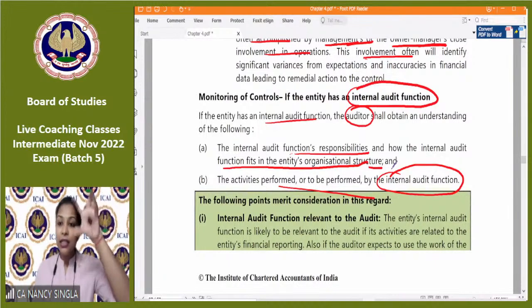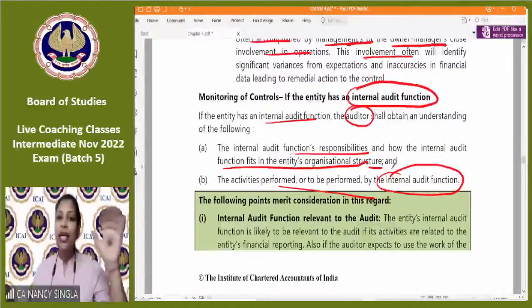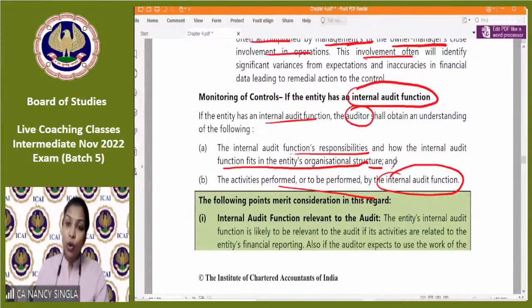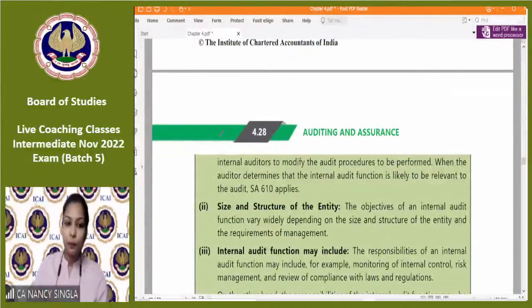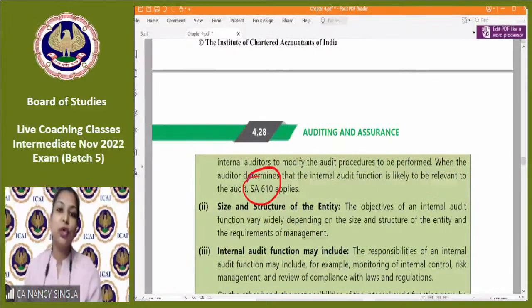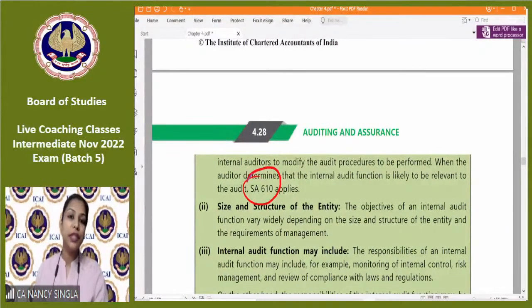So when that internal audit department is already doing those functions, we as external auditors may use the work of the internal auditor. And for that, dear students, SA 610 is there. The responsibilities of the auditor with respect to using the work of the internal auditor are contained in SA 610.